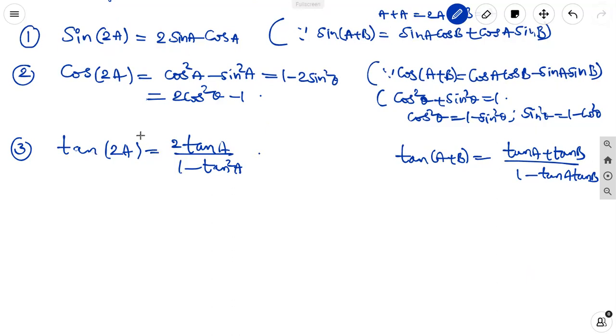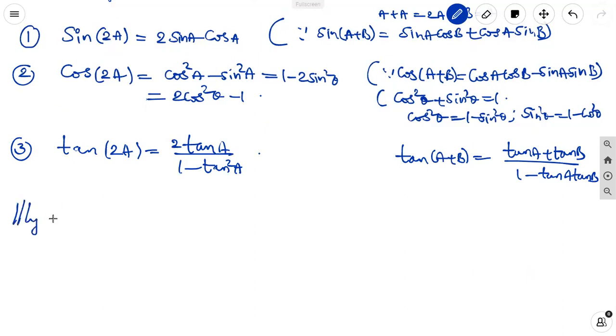Then cot 2A, sec 2A, cosec 2A are also used in rare cases, but we can define them the same way. But the standard formulas are sine, cos, tan, and we can take one more, cot also. And if it is 2A, we can take it as A plus A.